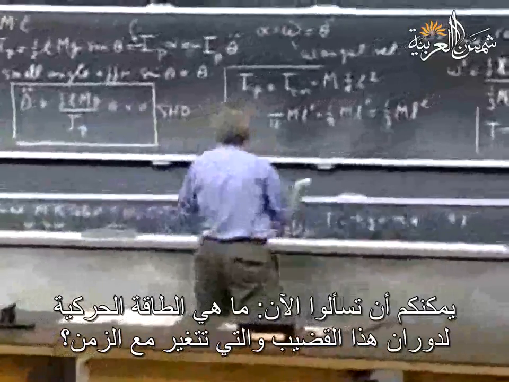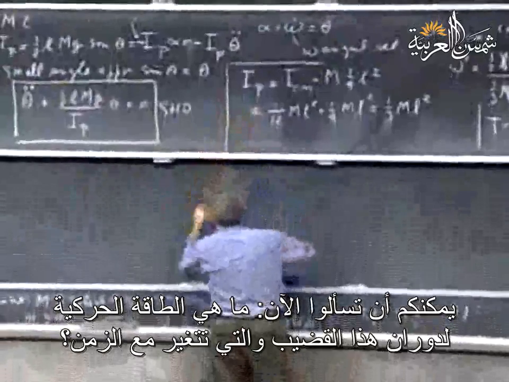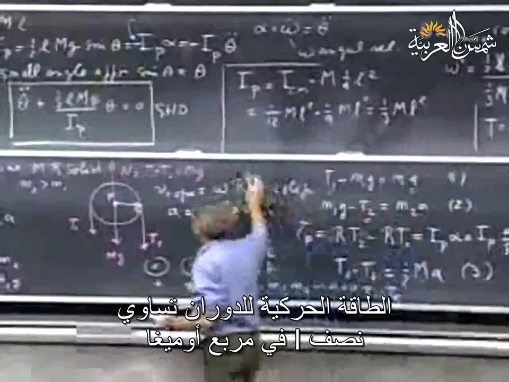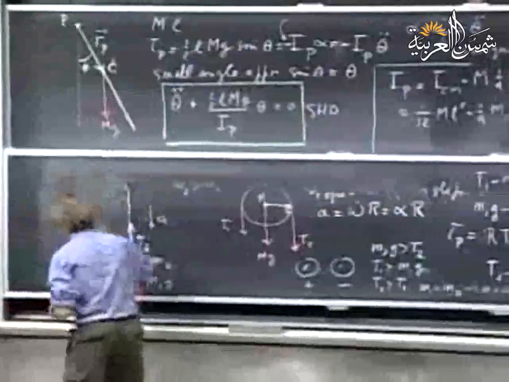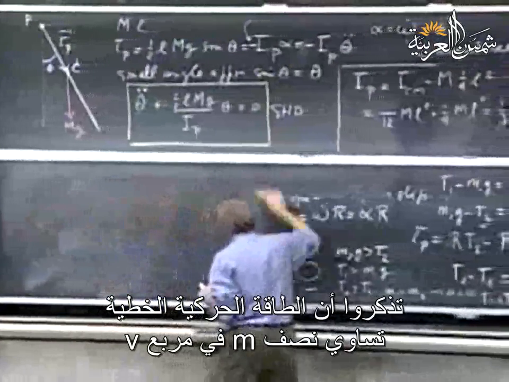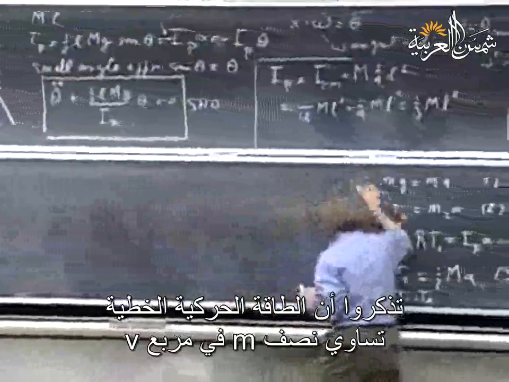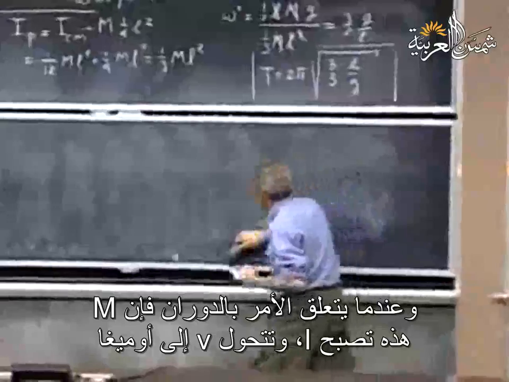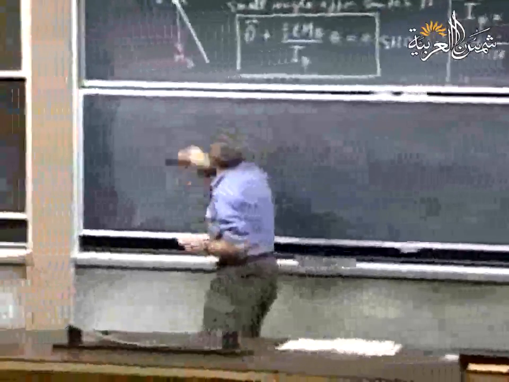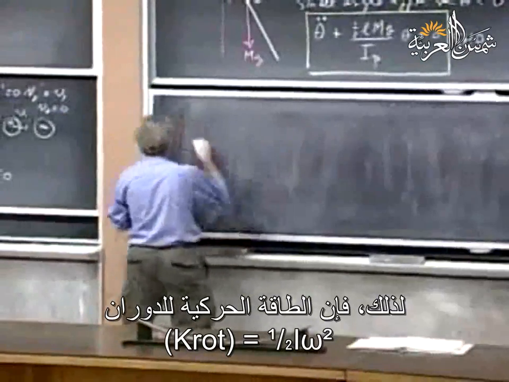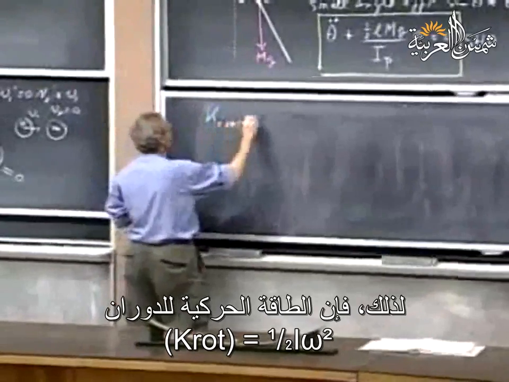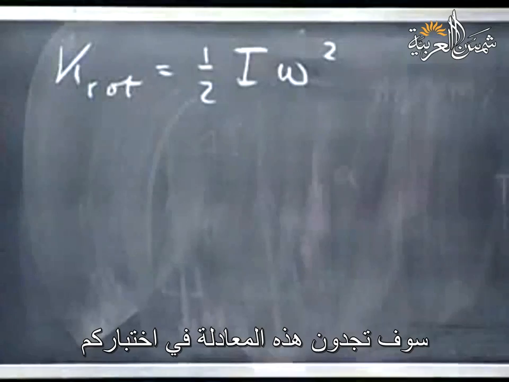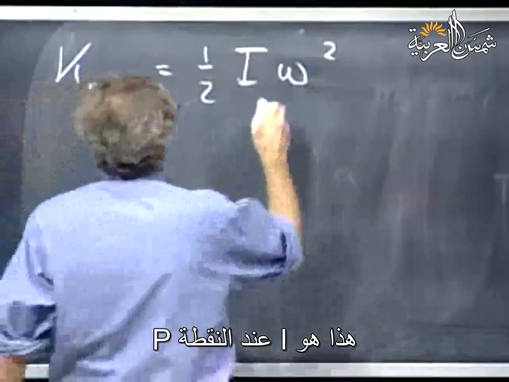You could ask now, what is the kinetic energy of rotation of this rod, which changes with time? Kinetic energy of rotation is 1/2 I omega squared. Remember, the linear kinetic energy is 1/2 mv squared. The m becomes I when you go to rotation, and v becomes omega. So the kinetic energy of rotation equals 1/2 I omega squared. You will find this equation on your exam. This is I about that point P.